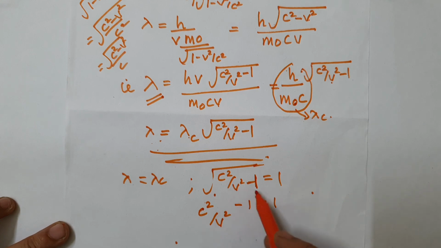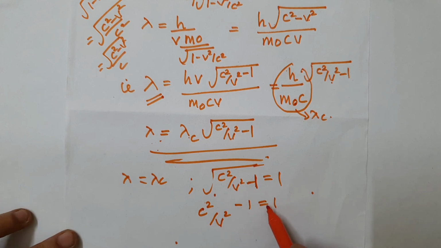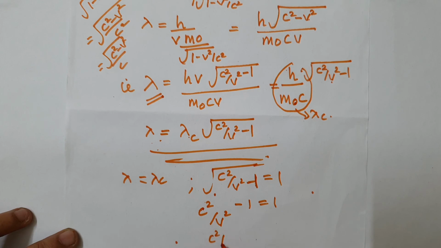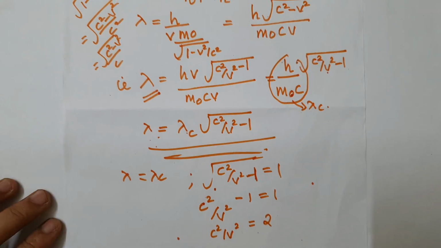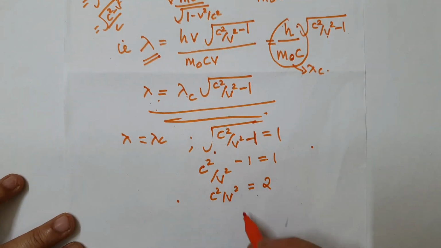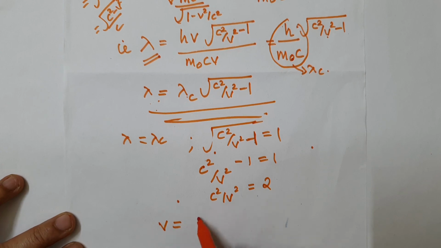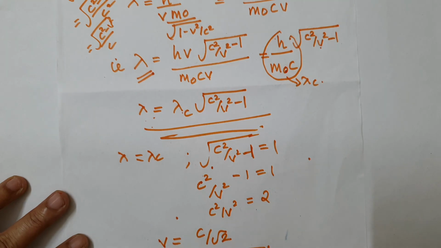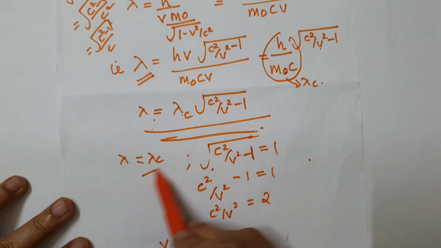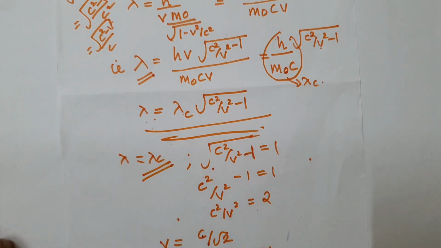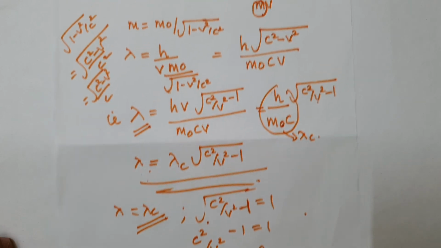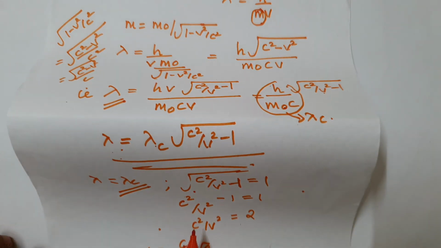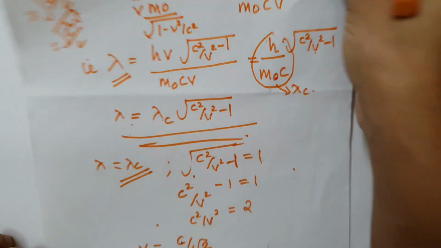So c square by v square minus 1 is equal to 1, or we get c square by v square is equal to 2. Finally we get v is equal to c by root 2. That is, when the velocity is equal to c, the velocity of light, divided by root 2, lambda is equal to lambda c. This is the condition at which the deBroglie wavelength becomes equal to the Compton wavelength.